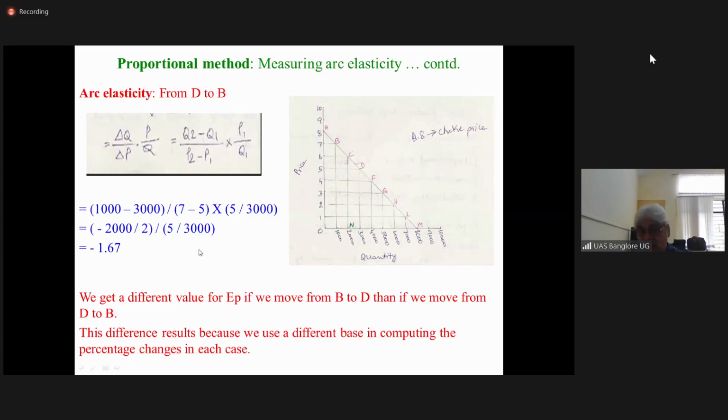Because the base that we use is different, the figures we get for the coefficient of price elasticity are also different. Now, how to solve this problem? We'll look into that in the next slide.